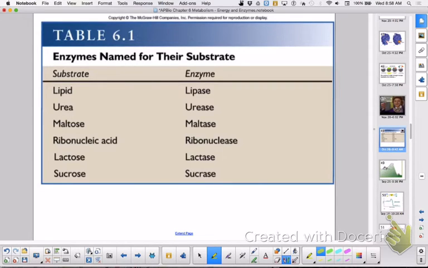So sucrose is a what? Disaccharide. What are the two components of it? Glucose and fructose. And what is sucrose commonly known as? Table sugar. Good. All right. See how smart you are? Yay. All right.